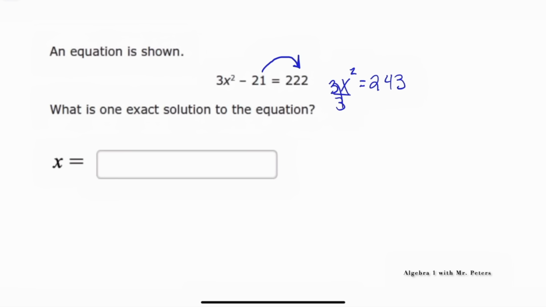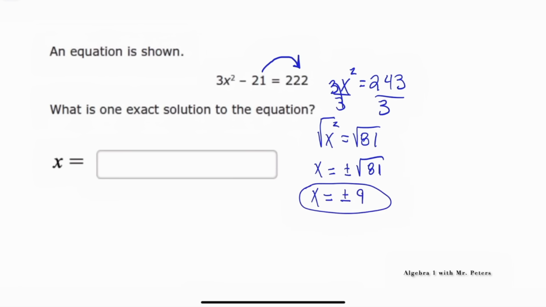We're going to divide by 3. We have x squared is equal to 81. And right now we're really just using the square root method. So we're going to take the square root of the left side to cancel out the exponent, and do the same thing on the other side. So x is equal to plus or minus the square root of 81. Once we take this further, this is going to be plus or minus 9.